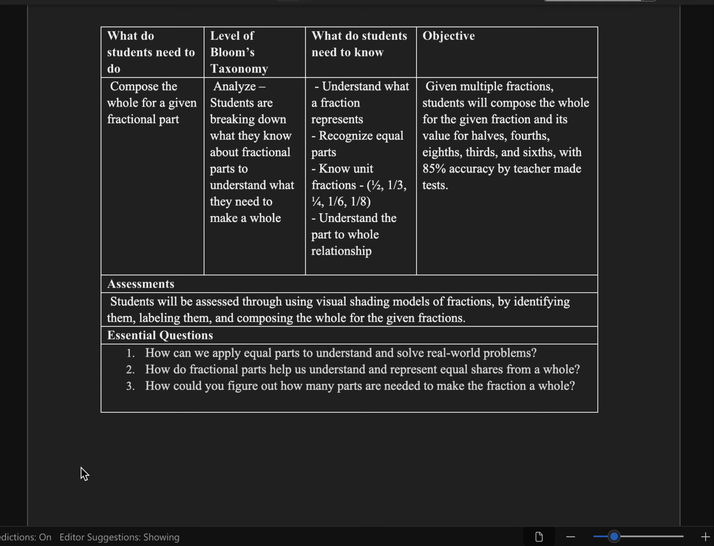Essential questions are: how can we apply equal parts to understand and solve real-world problems? How do fractional parts help us understand and represent equal shares from a whole? And how could you figure out how many parts are needed to make a fractional whole?